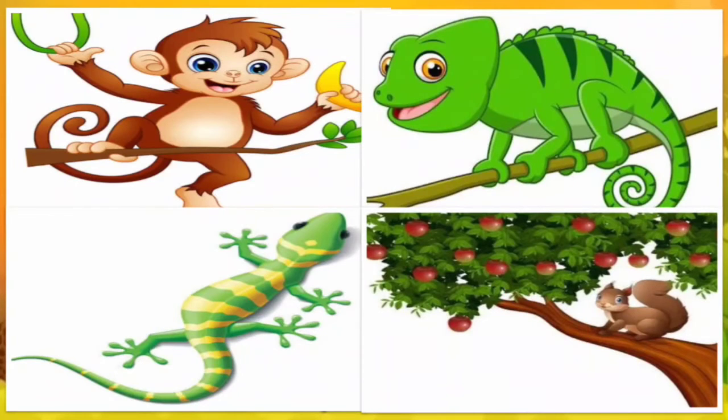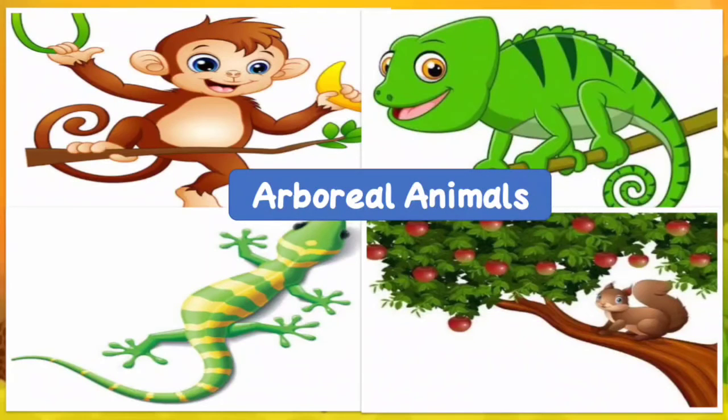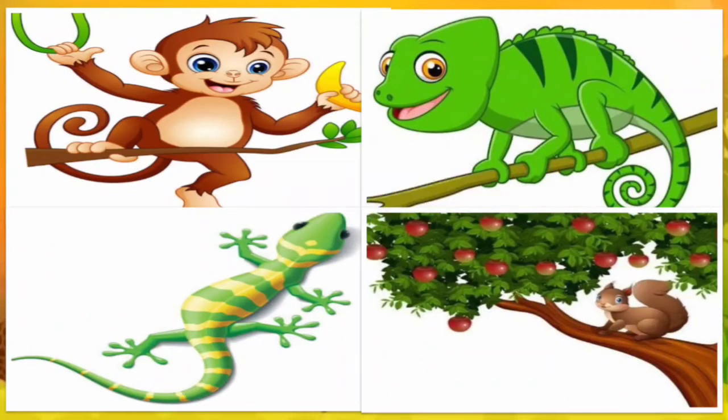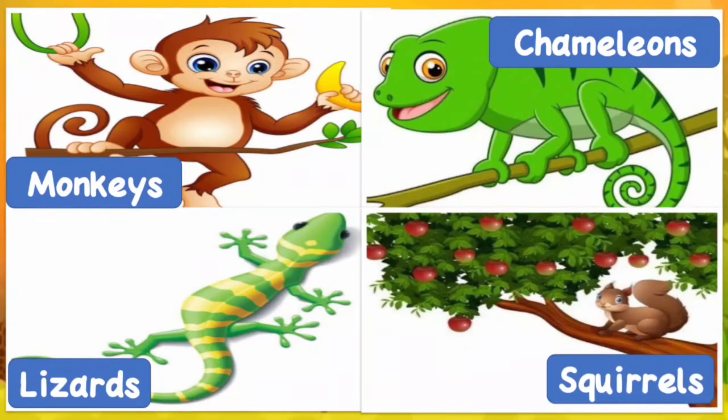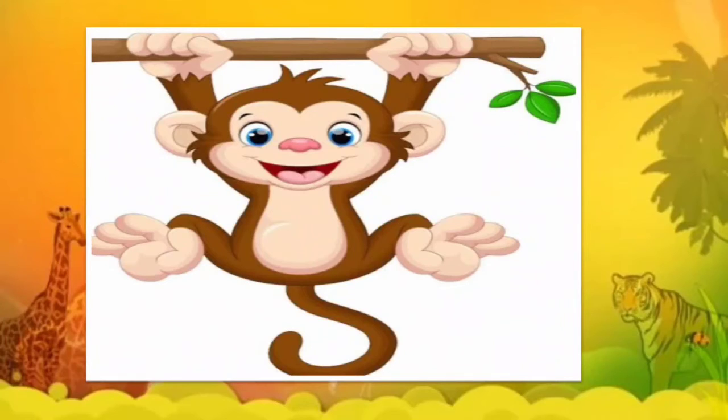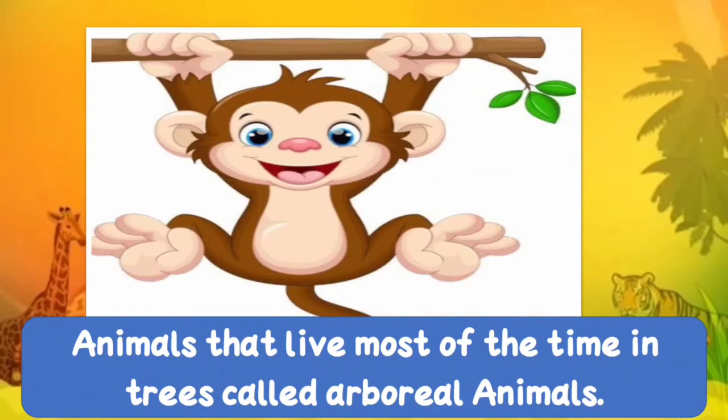Alright children, now let's see the last kind of animals, and that is arboreal animals. Examples of these animals are monkeys, chameleons, lizards and squirrels. These animals are considered arboreal animals. Why? Because they live on trees. They spend most of the time on trees, and their habitat is trees. Hence, they are called arboreal animals.